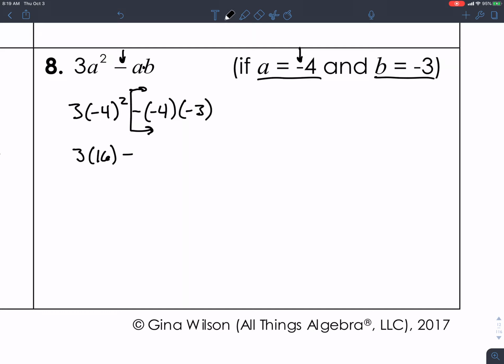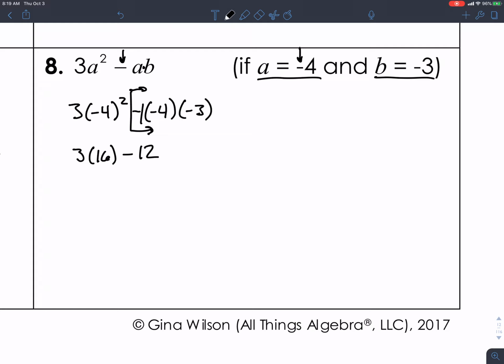Then I just multiply 4 times 3. That's 12. How hard was that? I looked at the negatives that I was going to multiply together because that negative really means kind of like a -1 times -4 times -3. So we have a -12.